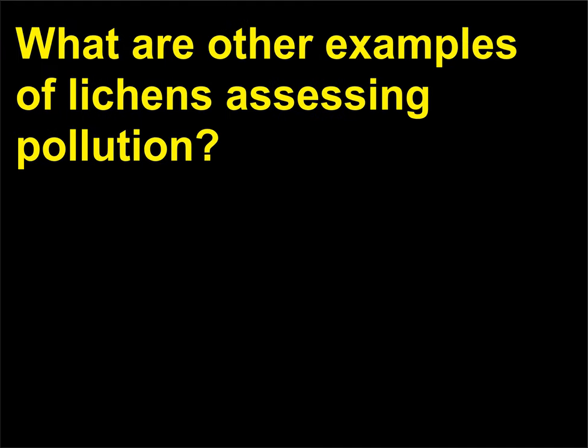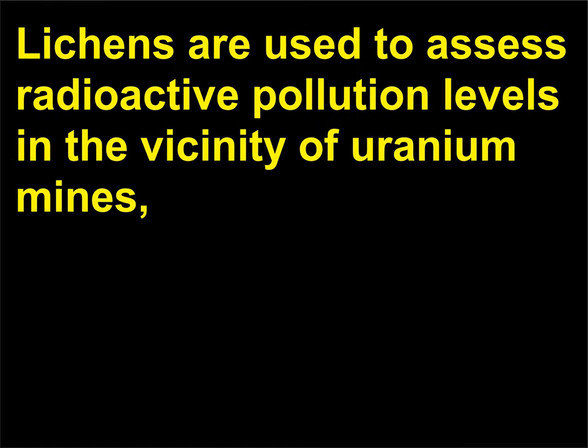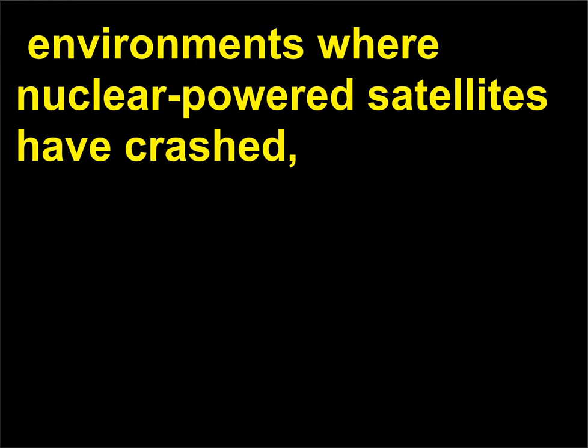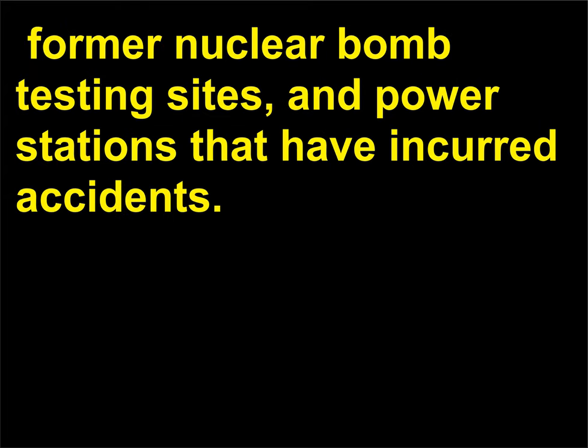What are other examples of lichens assessing pollution? Lichens are used to assess radioactive pollution levels in the vicinity of uranium mines, environments where nuclear-powered satellites have crashed, former nuclear bomb testing sites, and power stations that have incurred accidents.